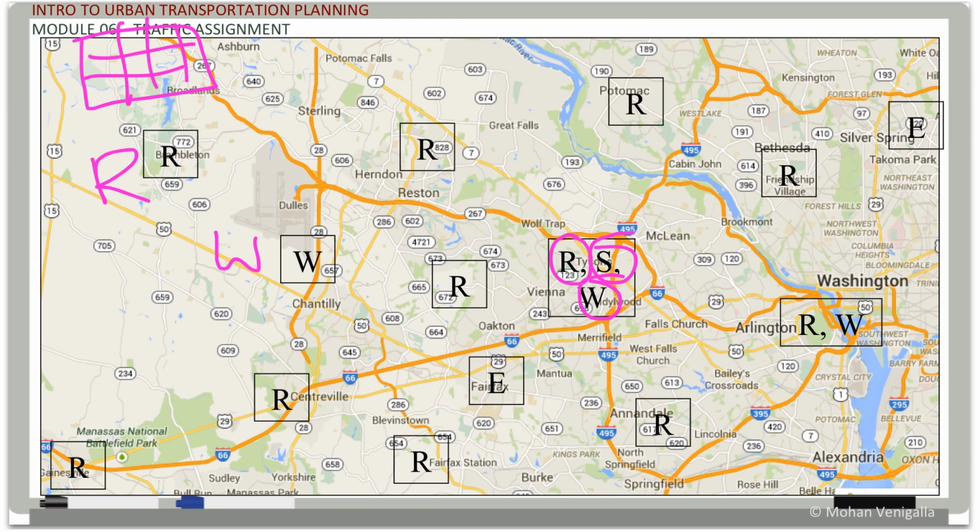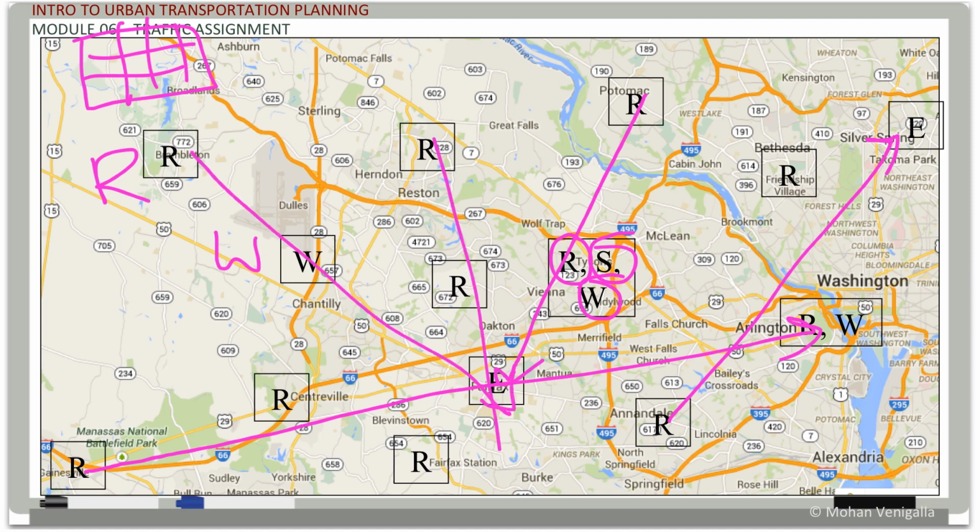So here we are in Gainesville. These guys go all the way to DC, and maybe somebody who's residing here goes to University of Maryland, and the person who's residing here is coming to GMU. Somebody here to GMU, he's going to work there. So I'm just pictorially representing this matrix.